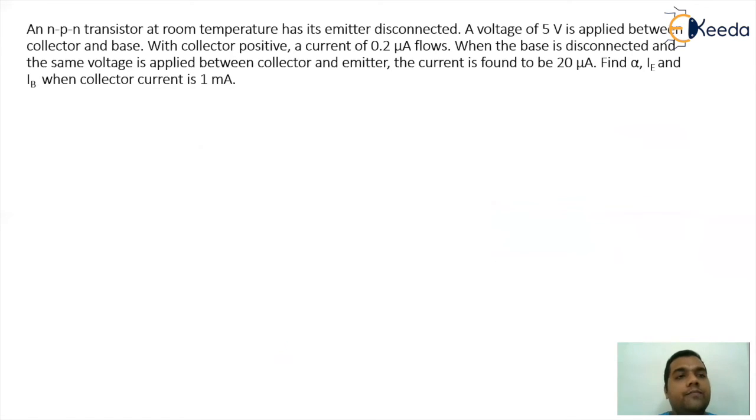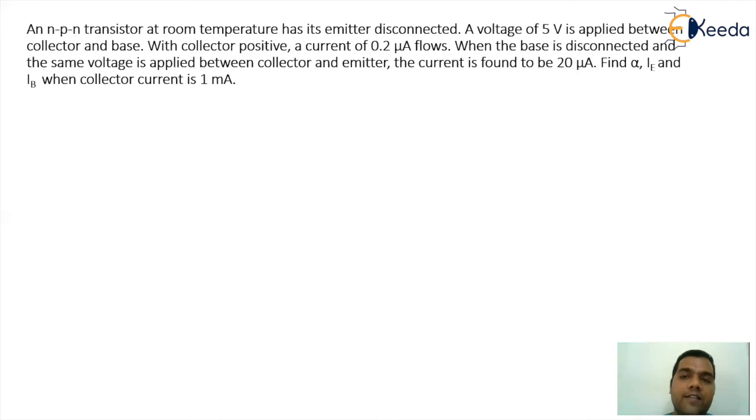One more question. A question says, for an NPN transistor at room temperature with the emitter disconnected, a voltage of 5 volt is applied between collector and base with collector positive. A current of 0.2 microampere flows. When the base is disconnected and the same voltage is applied between the collector and the emitter, the current was found to be 20 microampere. You are supposed to find alpha, IE, IB when the collector current is 1 milliampere.